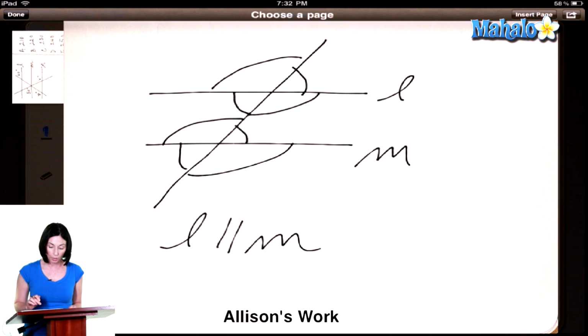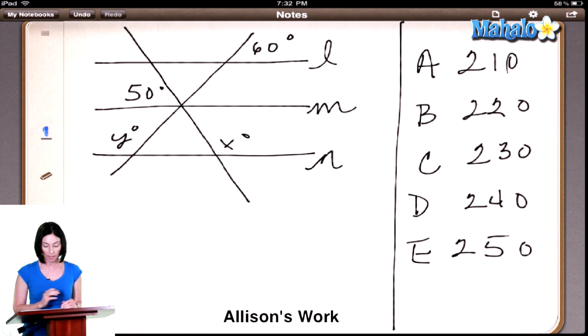Okay, so let's go back to the problem and have a look here. We've got 3 parallel lines instead of 2, and we've got 2 transversals instead of 1. But don't let that throw you off. Just look at one transversal at a time. We know that if we have this transversal here that makes the 60-degree angle, do you see any angle that might be corresponding to that? Is it the one on the opposite of the 60?